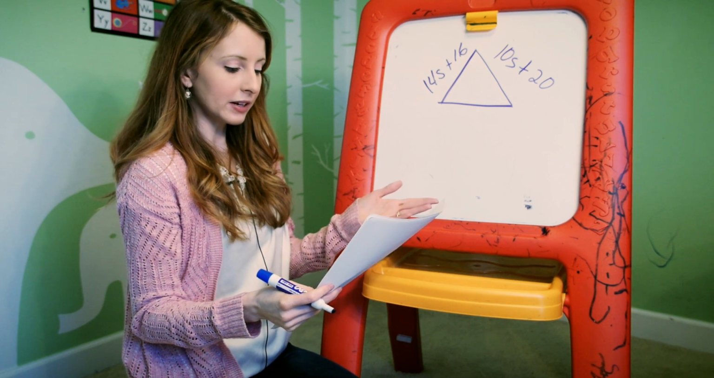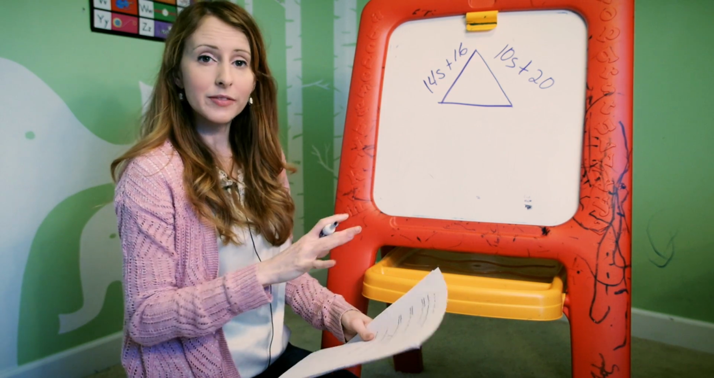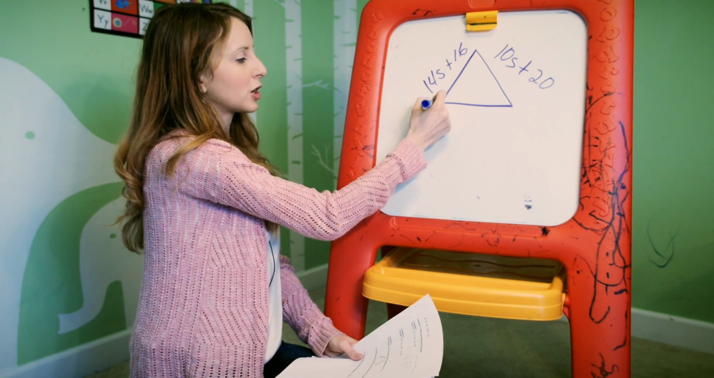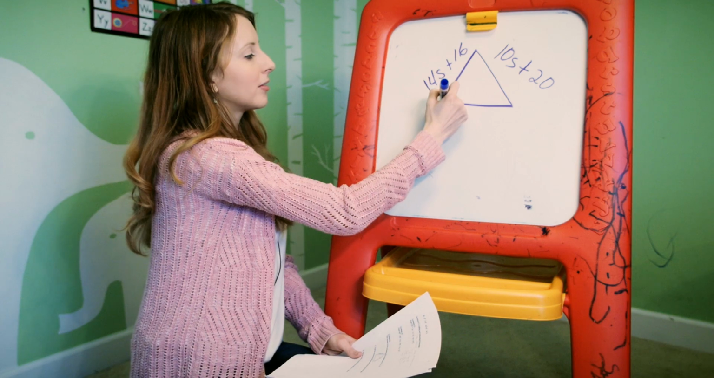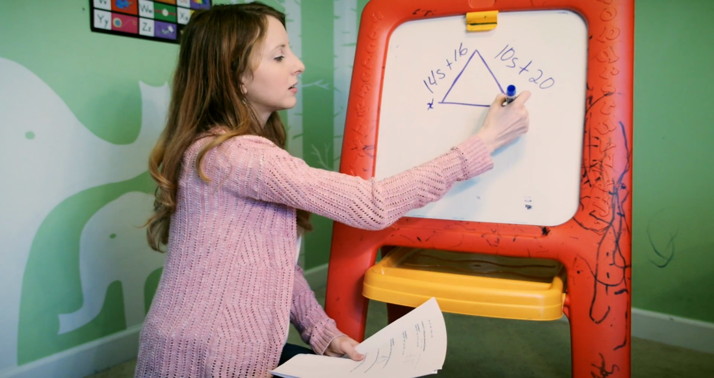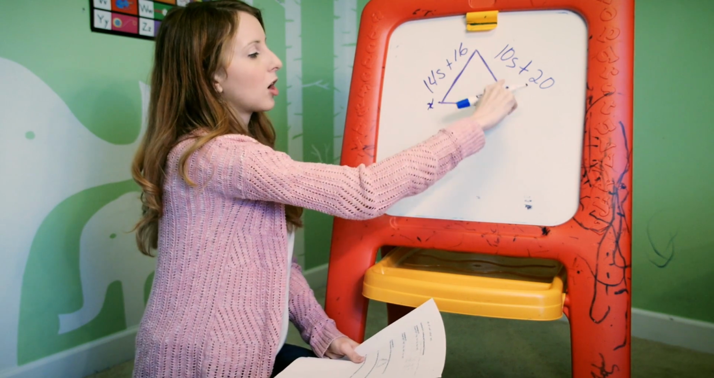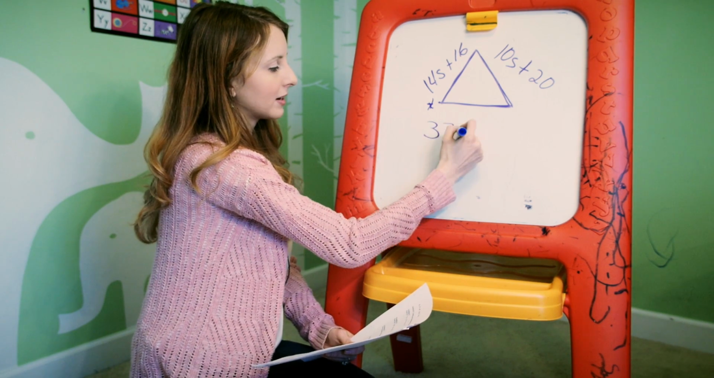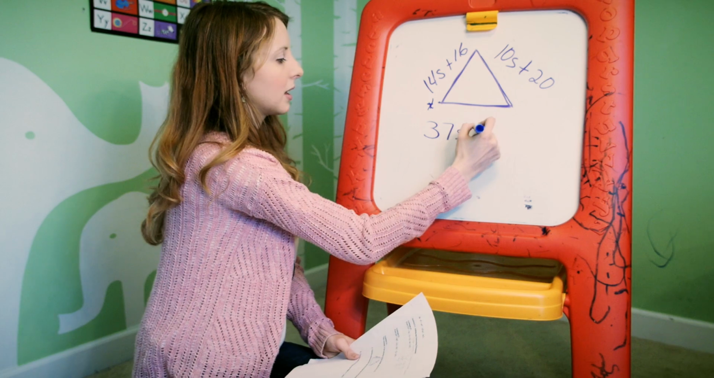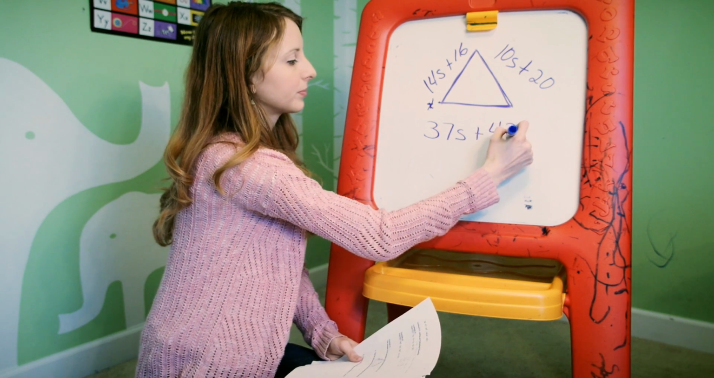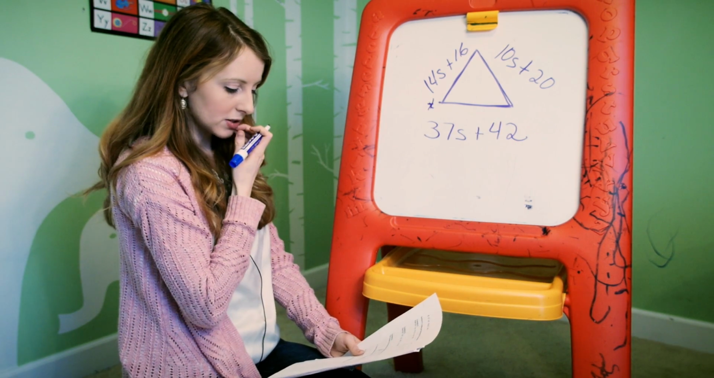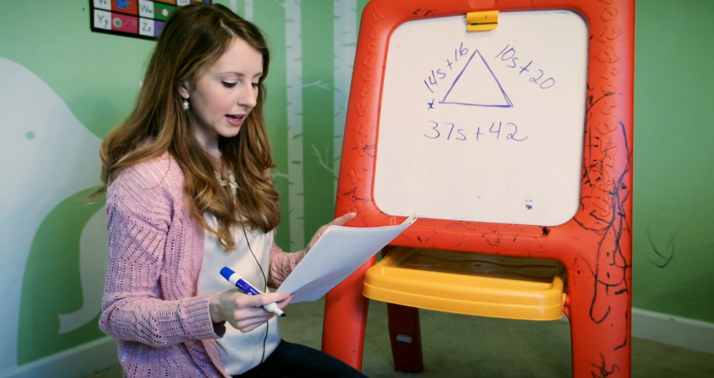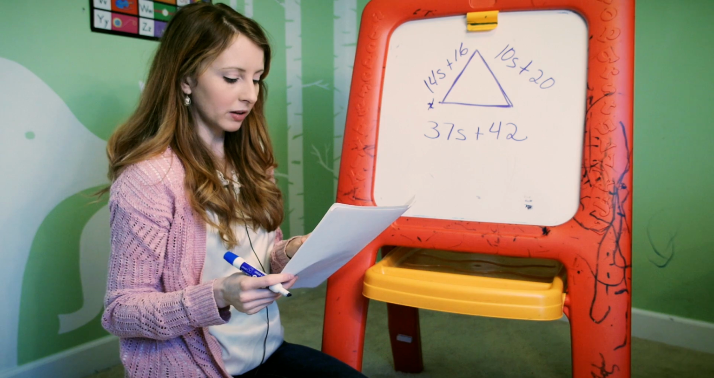It tells us in the given information that the perimeter of that triangle, so that's the distance all the way around, let's say if I were starting right here and traveling around that triangle, the distance all the way around it is represented by 37s plus 42.